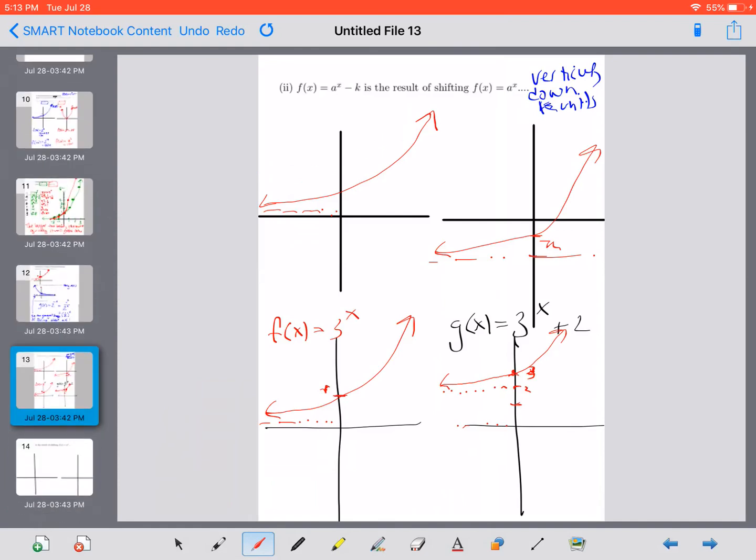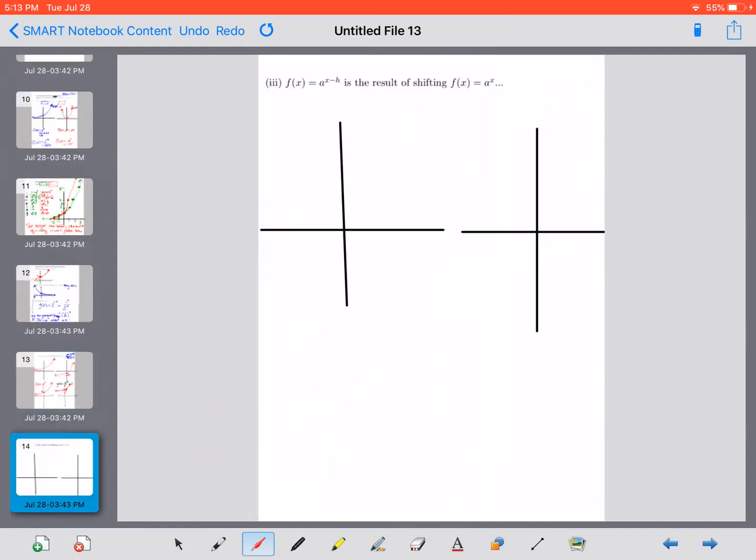Okay. Let's look at another type of translation. This time, let's look at the graph of a to the x minus h. Now this time we've replaced x with x minus h. So remember, replacing x with x minus h results in a horizontal shift, and it goes in the opposite direction from what you might think. So x minus h is actually going to shift the graph to the right.